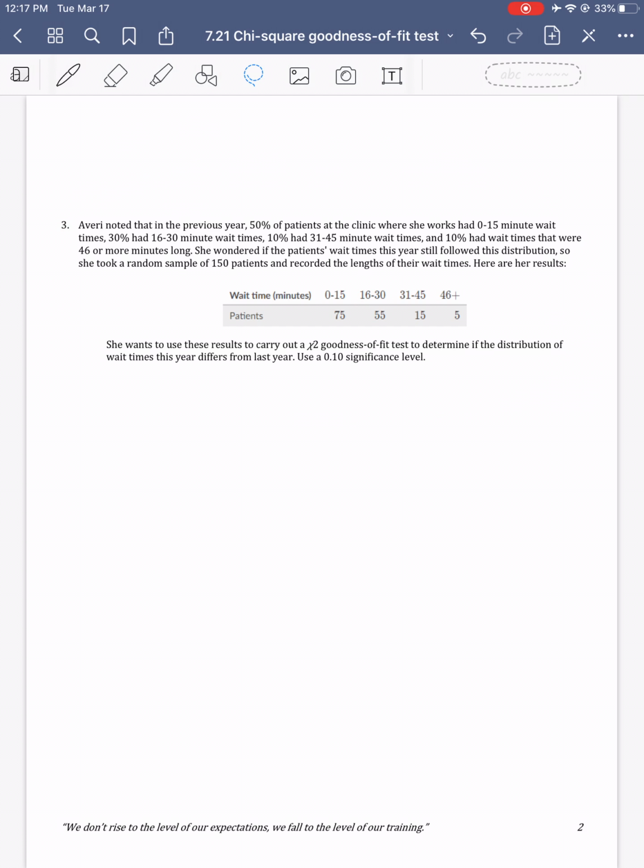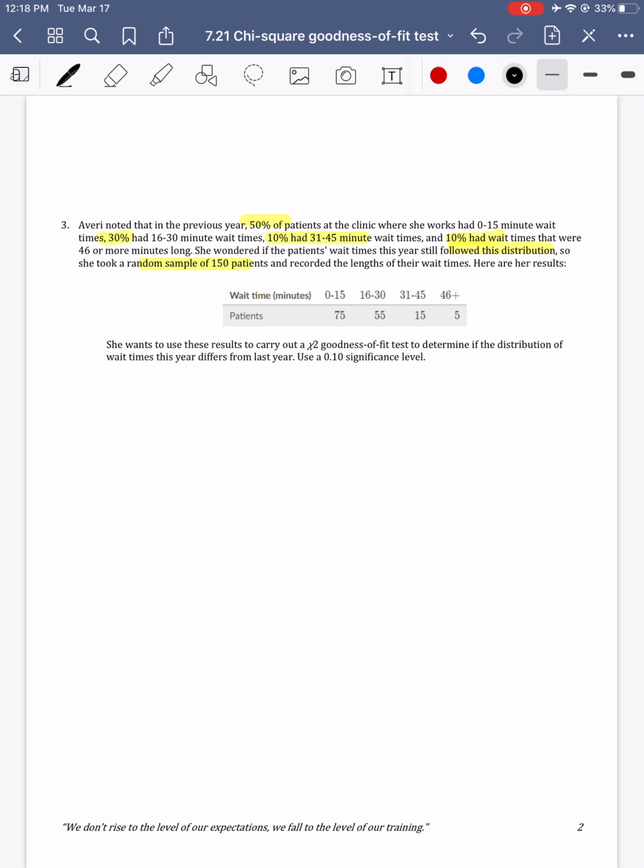Okay. So we're going to take a look at this example here. Avery noted that in the previous year, 50% of patients at the clinic had a 0 to 15-minute wait time, 30% had 16 to 30 minutes, 10% had 31 to 45-minute wait time, and 10% had 46 or more minutes. She wondered if the patients' wait times were still following this distribution. So she took a random sample of 150 patients and recorded their wait time. Here are the results.